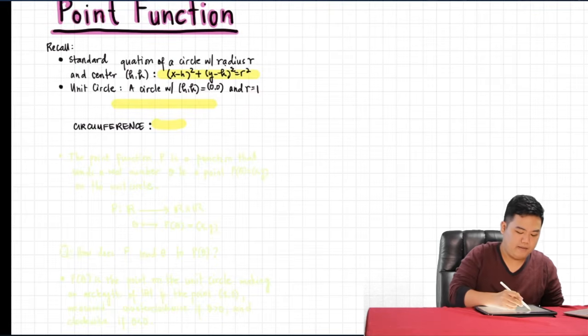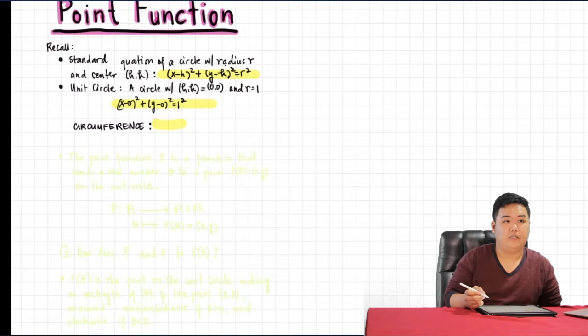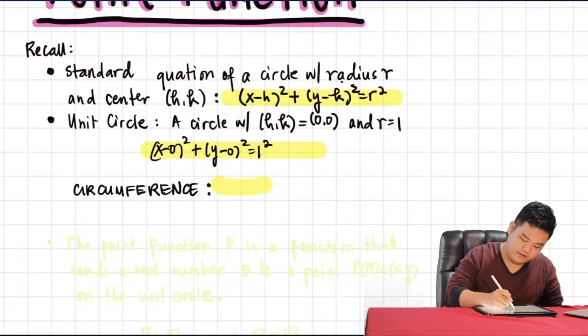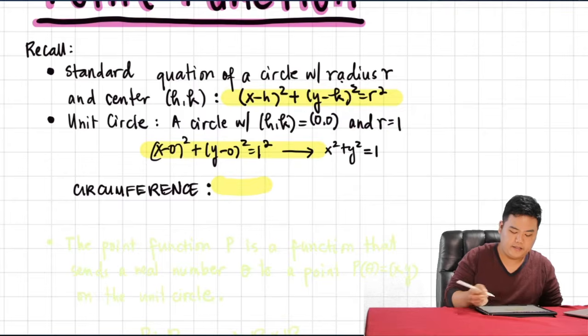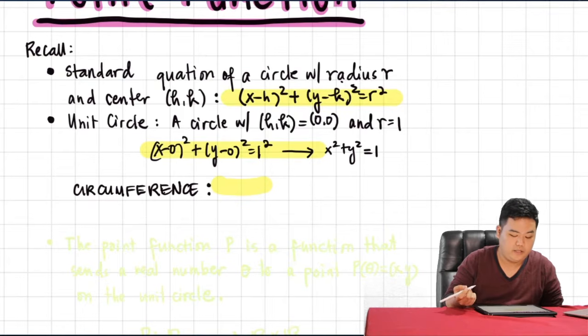Okay. So applying this, we get x minus 0 square plus y minus 0 square equal to 1 square. Or, lakihan natin nang onti. This is x square plus y square equal to 1. So the equation of the unit circle is x square plus y square is equal to 1.